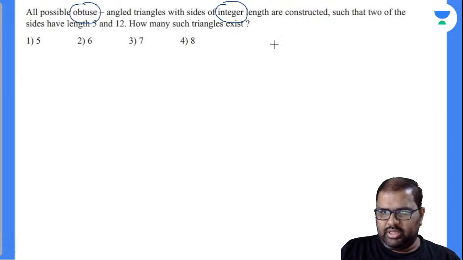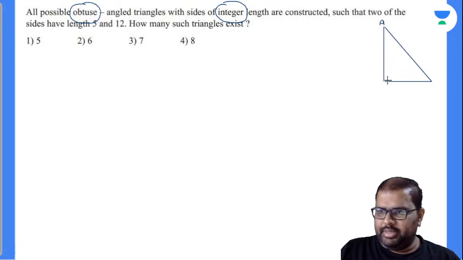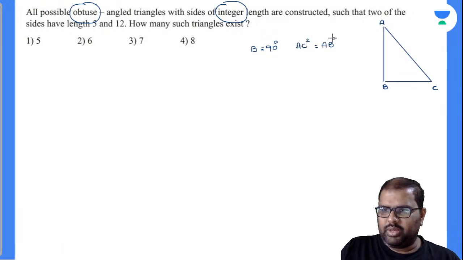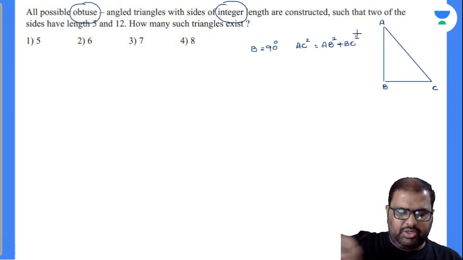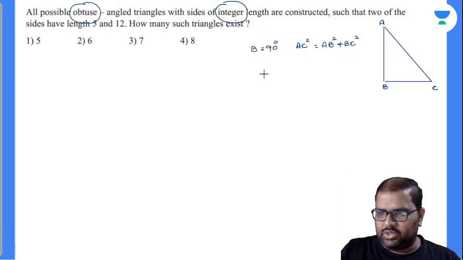Everybody knows, if I take this as a right angle triangle ABC, so my angle B is 90 degrees, right? By Pythagoras theorem, AC square is equal to AB square plus BC square. Everybody knows this. Of course, to be a valid triangle, the sum of two sides must be greater than the third side. That also everybody knows.